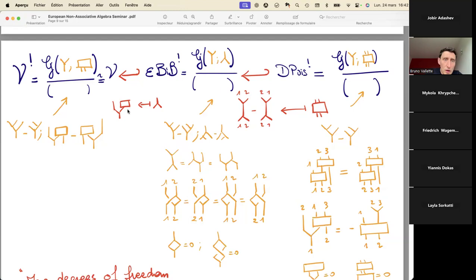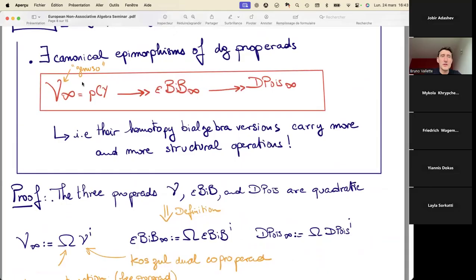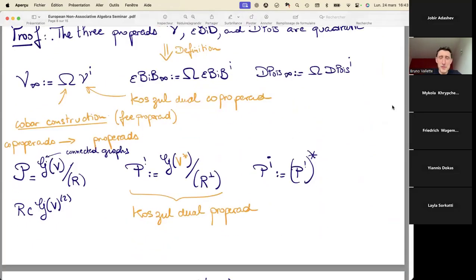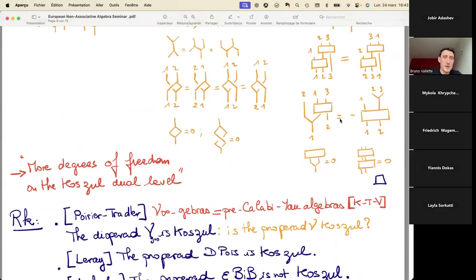I forgot to put an output here. Okay. So then, and it works. So you see, what was failing in the classical picture works on the dual picture. And since the dual picture encodes all the higher operations of the homotopy bialgebras, then it explains why you have this. So when you pass to the causal dual world, life is beautiful, or to the homotopy world. You have more degrees of freedom, etc.